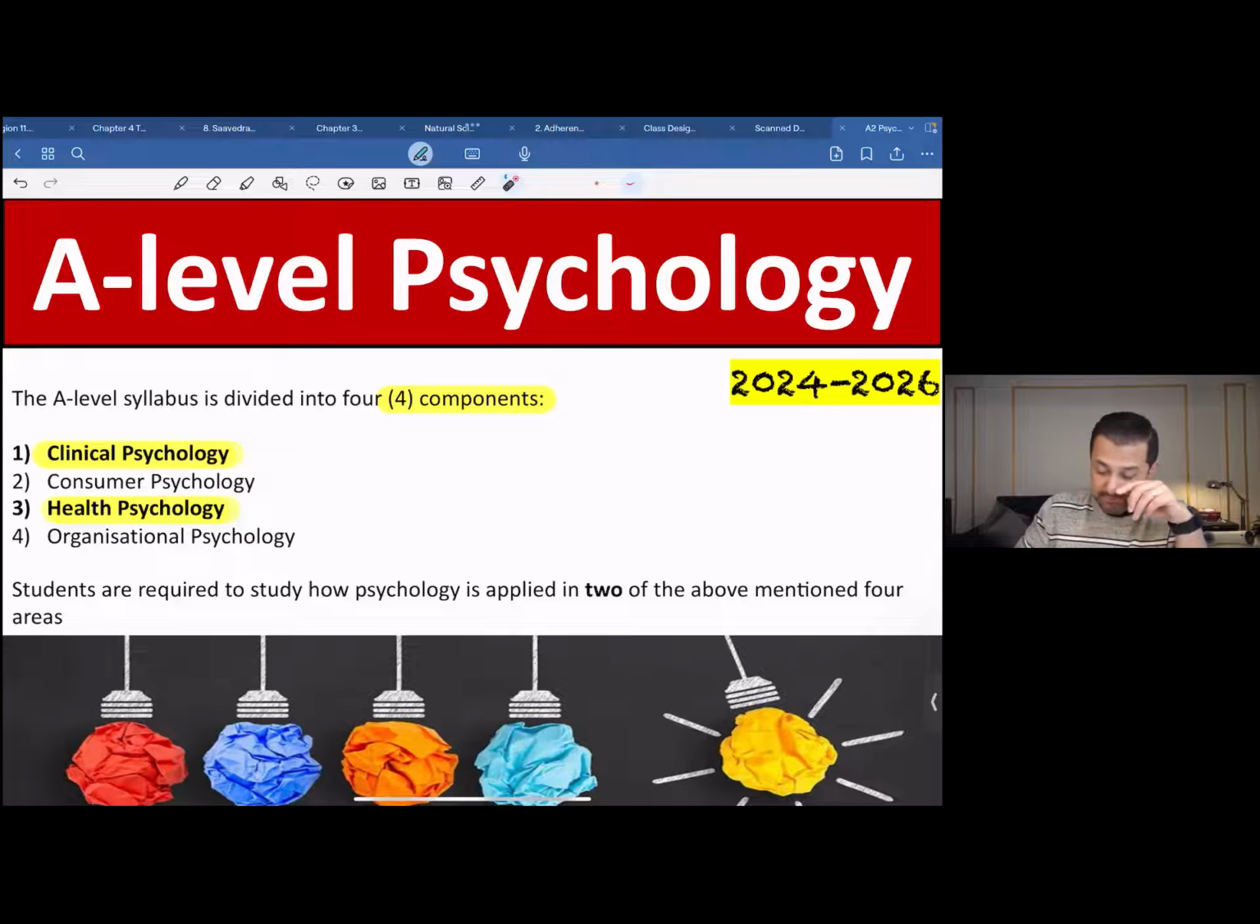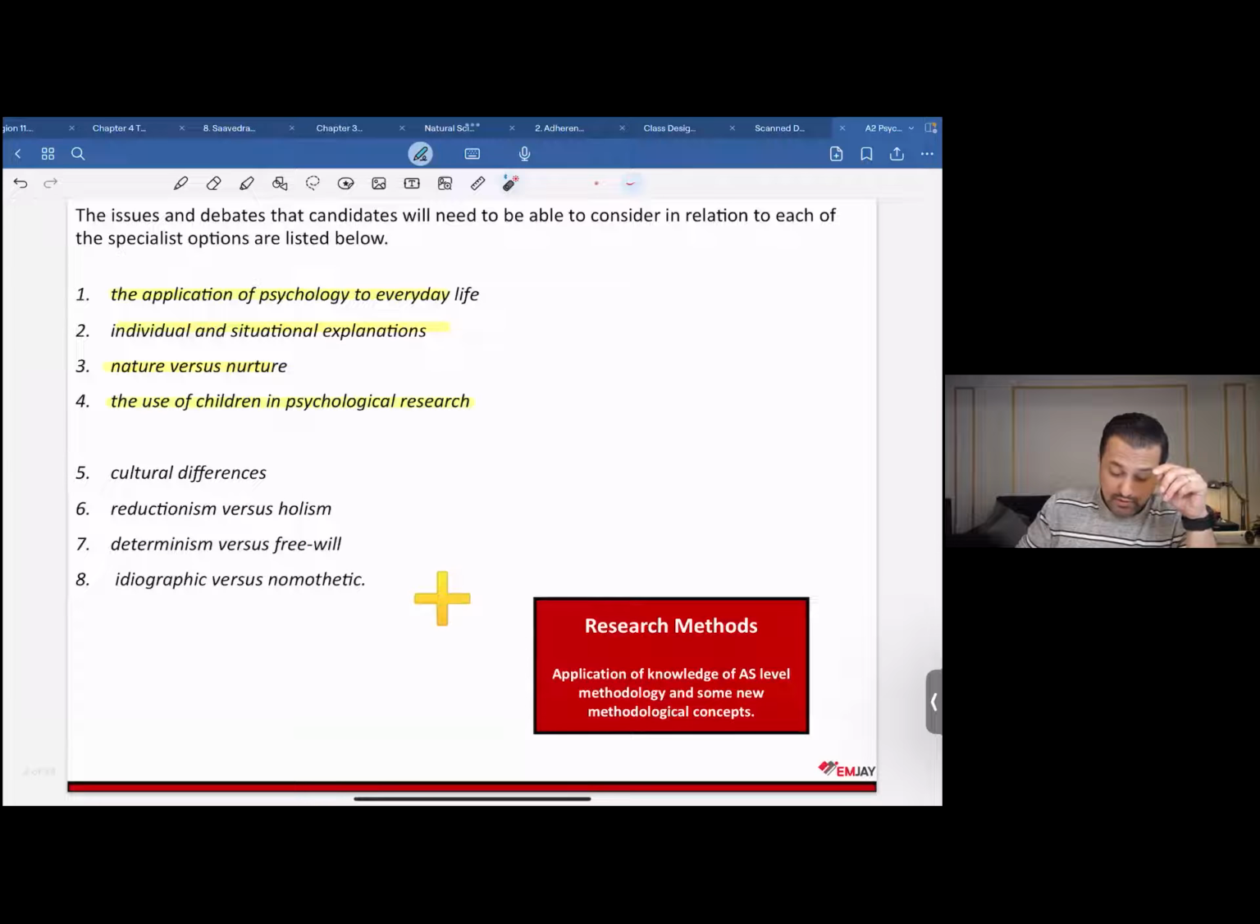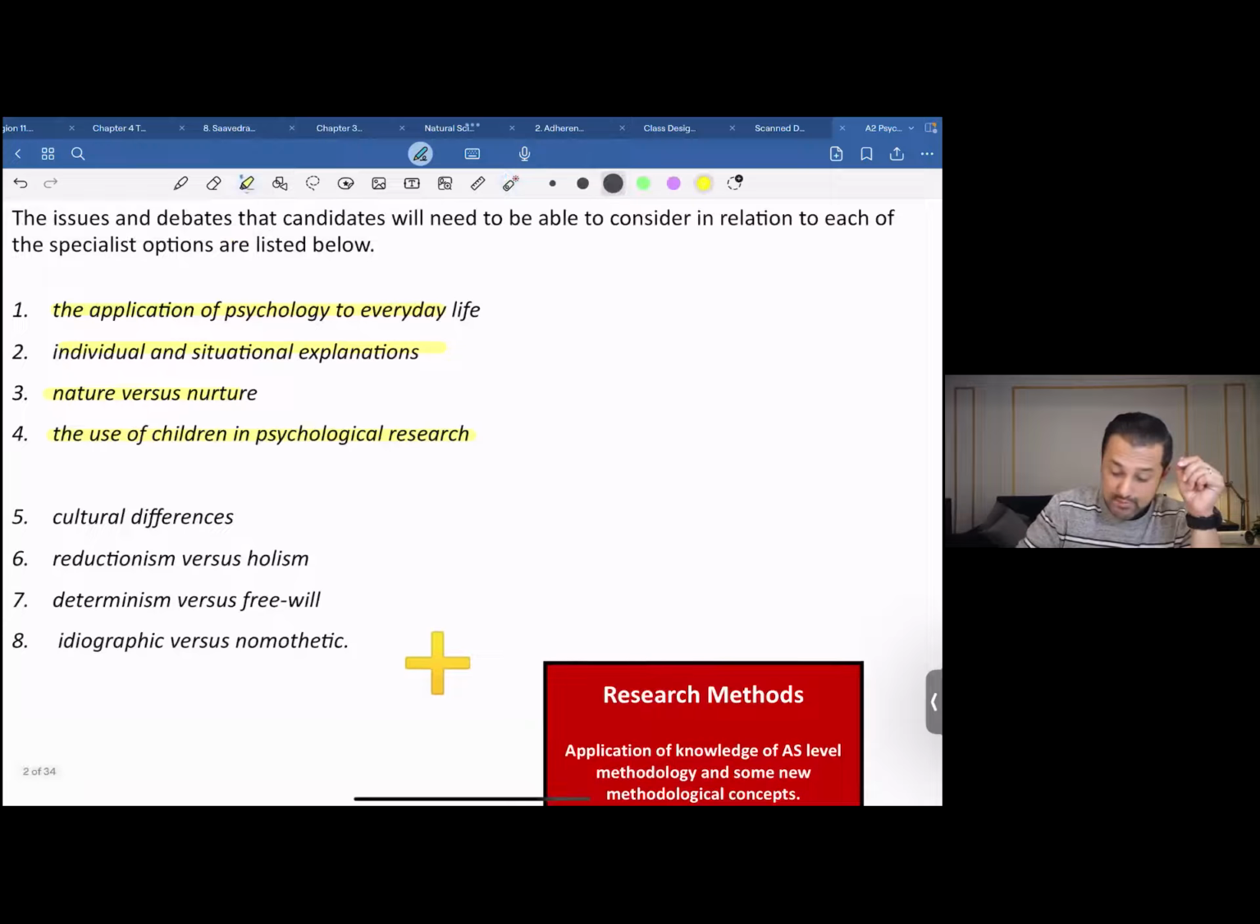Now, taking this ahead, we'd start off with the issues and debates. There are certain issues and debates that are to be prepared by us. For these, four of the issues and debates have been picked up from the AS psychology syllabus. The first is application of psychology to everyday life, or in other words, the usefulness of psychology in everyday life. Number two, individual versus situational explanation. Number three, nature versus nurture debate. And the fourth one is the use of children in psychological research.